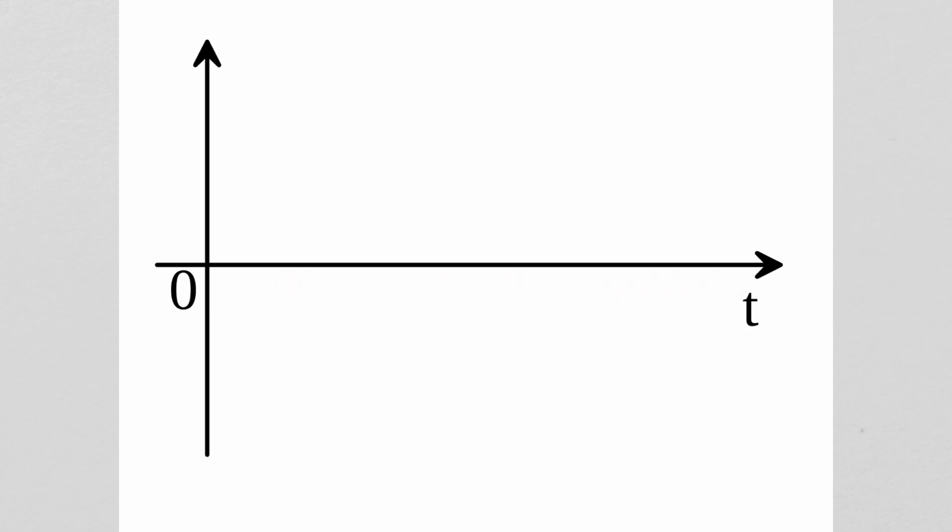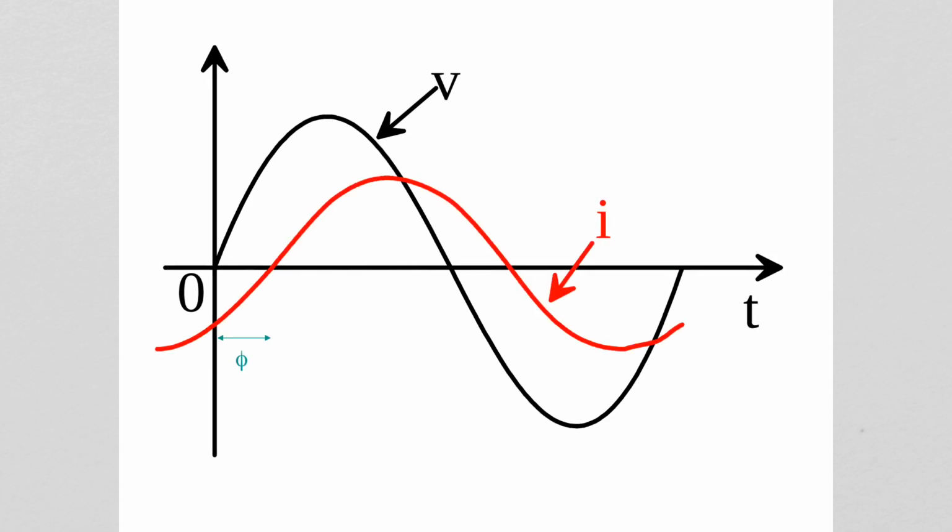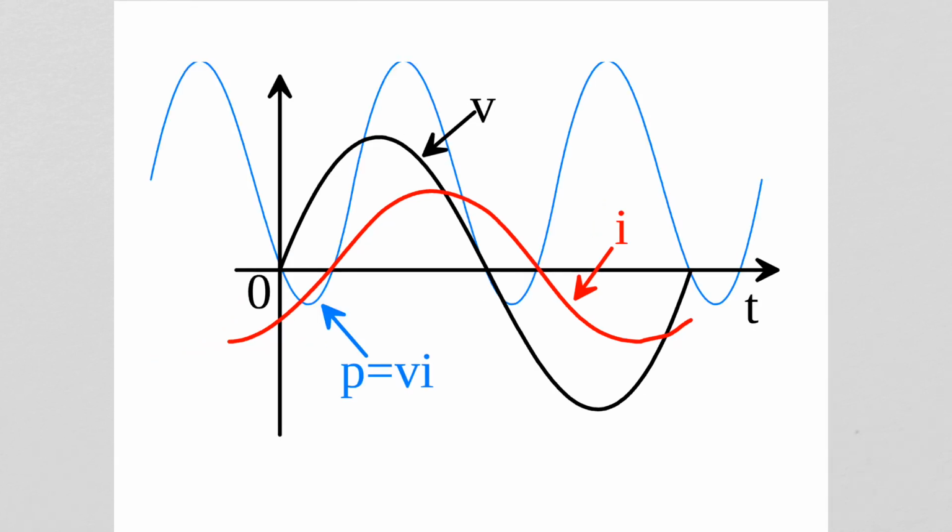Now on this graph, let us put in the sinusoidal voltage wave shape. Then let us take an arbitrary delayed current wave shape. So there is an arbitrary phase delay of phi, which means it's an RL load. When you multiply the instantaneous values of the voltages and the currents, you would get the instantaneous power curve, and this would look like this. Observe that the power goes negative here.